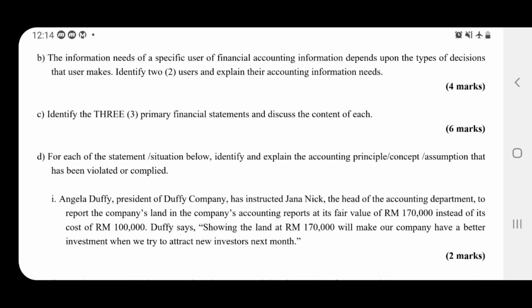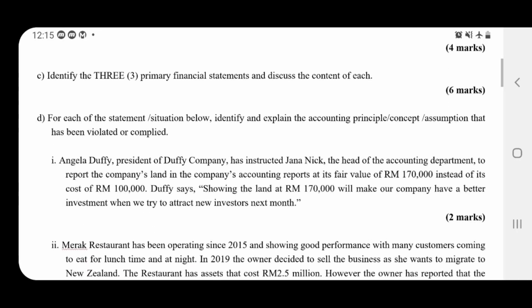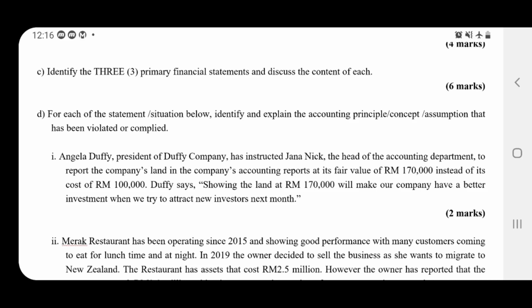There are many more users. You can check in the textbook or in the lecture notes. Okay, see question C. This question asks you to identify 3 primary financial statements and discuss the content of each. Okay, there are 6 marks here. So you have to know how to answer this question.